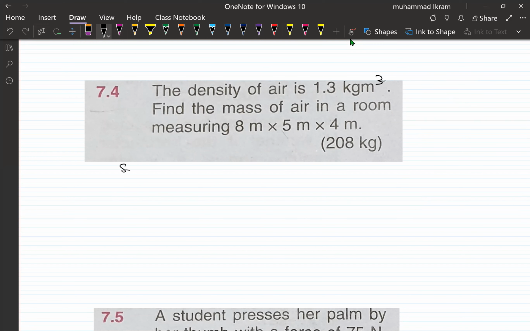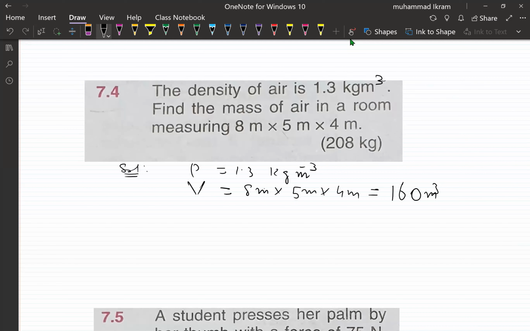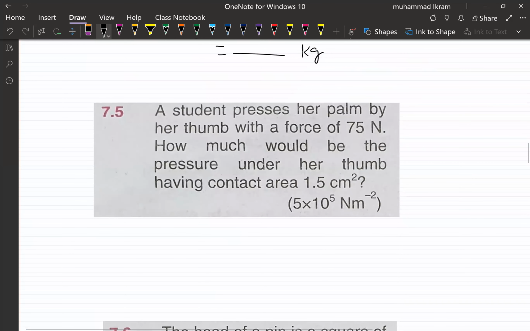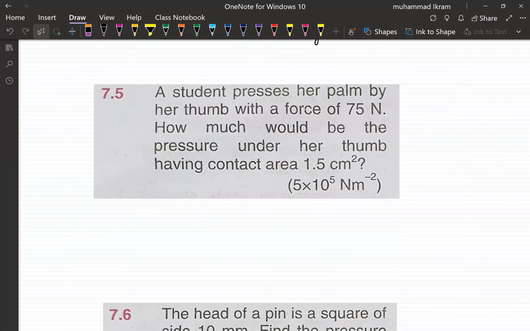So you know for the solution, what is the density of the air? 1.3 kilogram per meter cube. And you know that the volume of the room is 8 meter cross 5 meter cross 4 meter, which is roughly 160 meter cube. You just multiply. And what is density? Mass per unit volume. So of course mass equals density into volume. Very easy, and you will get the answer in kilogram. Finish the calculation yourself.